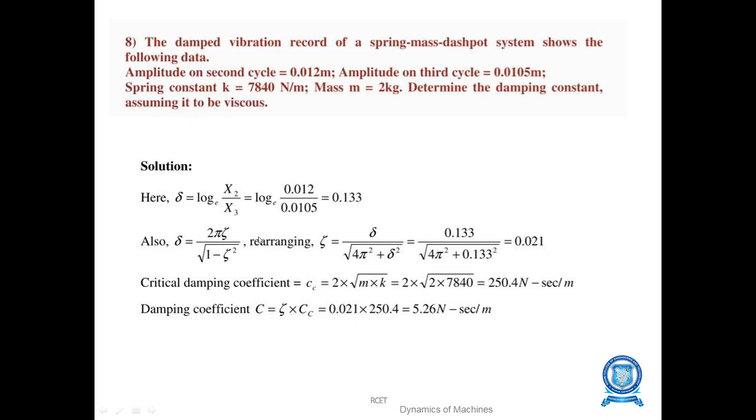using the formula, we are going to find log e of h2 by h3, which is given, and delta is 2 pi eta. We find the eta value with this value of delta, and the critical damping coefficient Cc by the formula is 250.4 Newton second per meter, and the C value, eta into Cc, is 5.26 Newton second per meter. So these are the values for damping coefficient for viscous condition. Thank you.